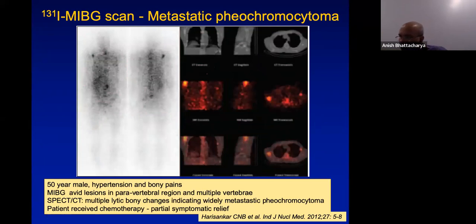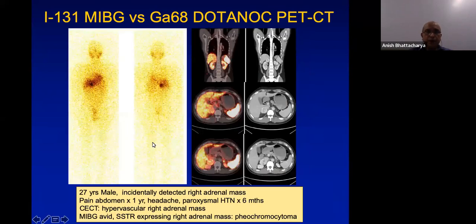So multiple metastatic foci, all showing MIBG uptake. Nowadays, we have a better imaging agent as compared to the MIBG. You have this DOTA-NOC or DOTA-TOC or DOTA-TATE. So gallium-68 labeled DOTA peptides are used with PET-CT imaging, whereas the MIBG imaging has to be done at 48 hours after injection.